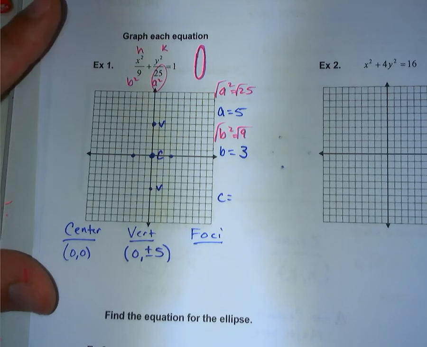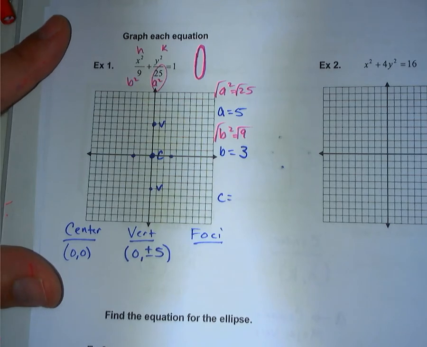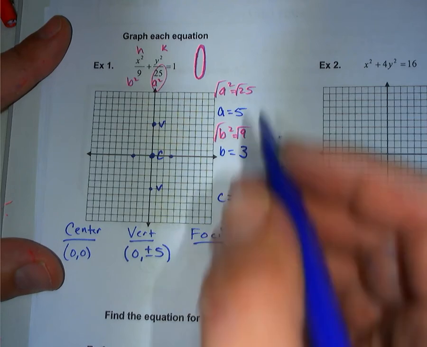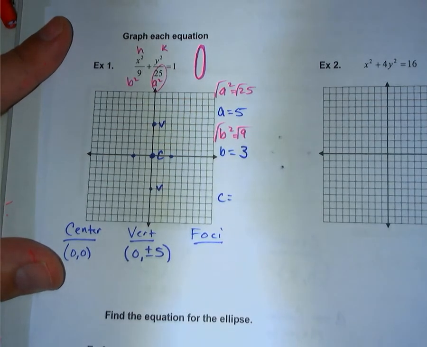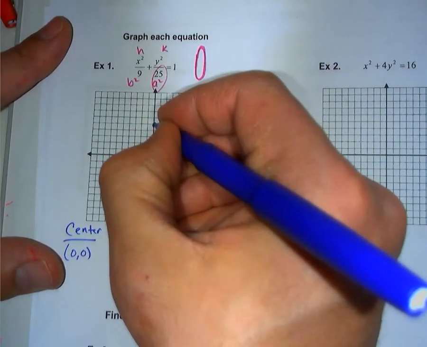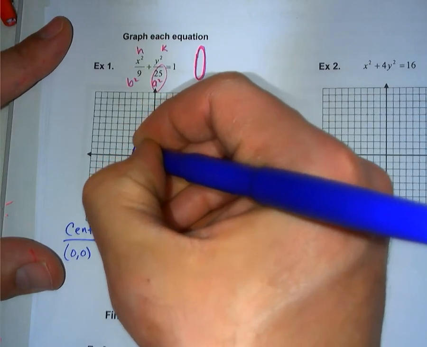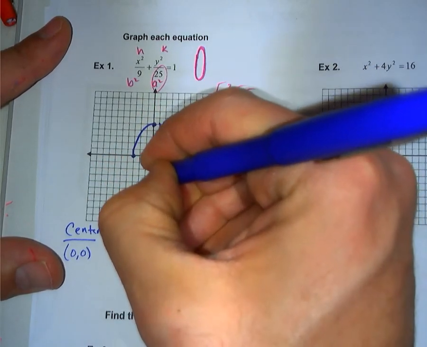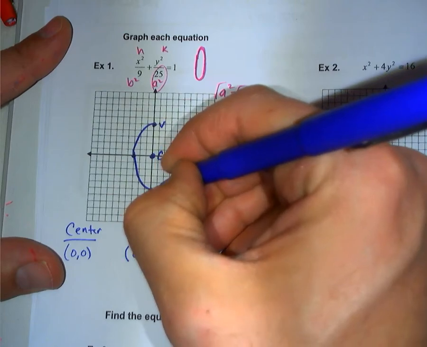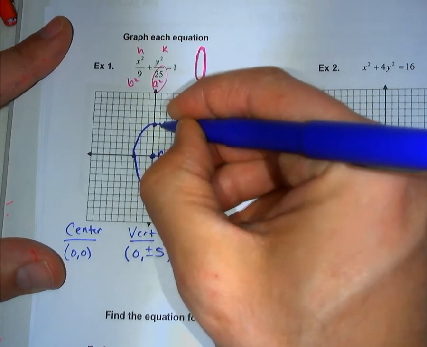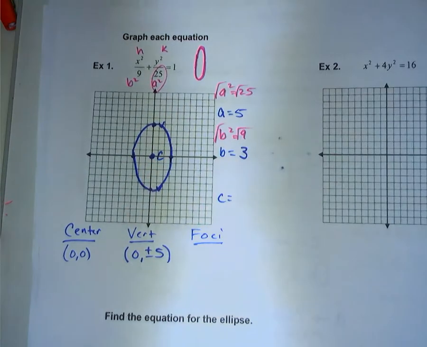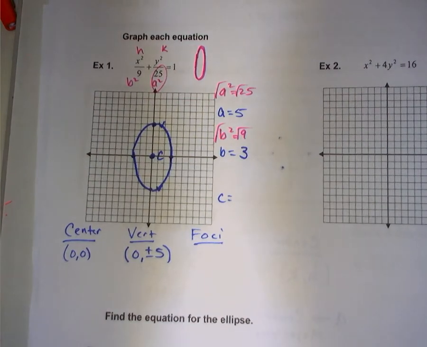Now, this is an elliptical shape, so this thing should be curved. In the past, I've gotten diamonds. These are not diamonds. All right? So go ahead and make an elliptical shape, which is a curved, elongated circle. Do your best. Your graph might not be as pretty as mine, but do your best.